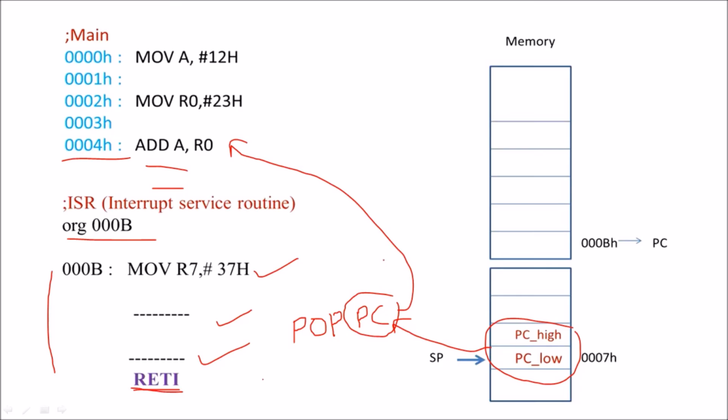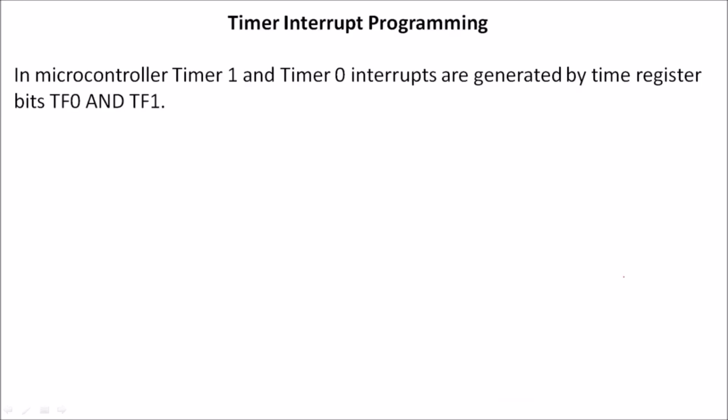So operation is same as a call instruction and return instruction, but here this address is fixed for each interrupt, and the last instruction should be RETI, not only RET instruction. So this is how microcontroller executes the interrupt. Now we'll see the example of timer 0 interrupt.